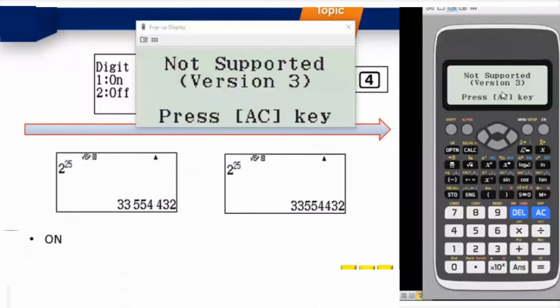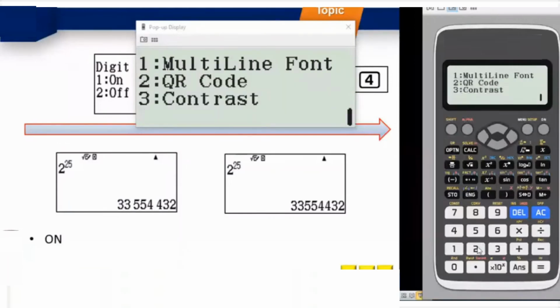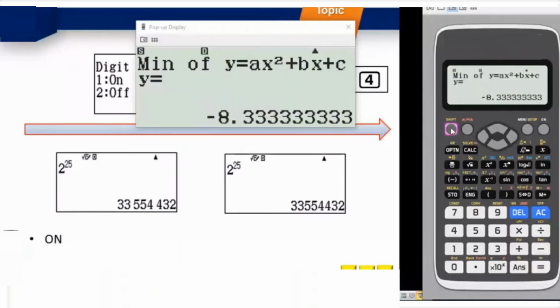So whenever I encounter this, all I need to do is press the AC button. I will press shift and menu. I will scroll down and press 2 and select version 11. Once I have selected version 11, I will press shift and option, that is QR code, and see the QR code is generated.